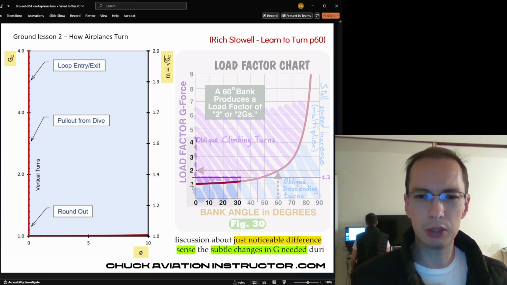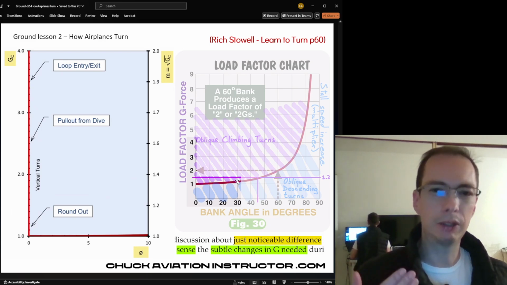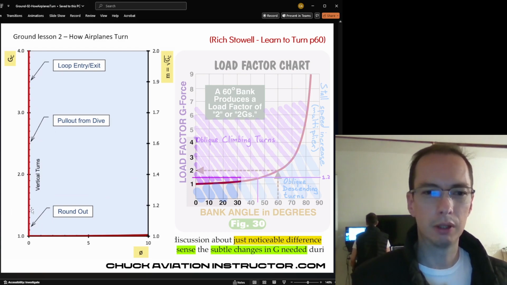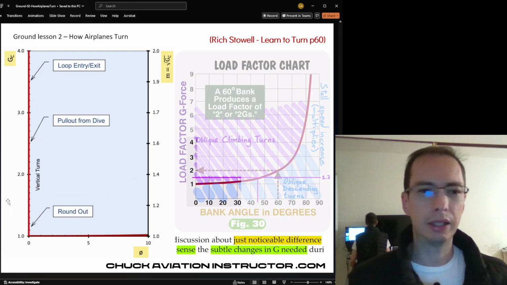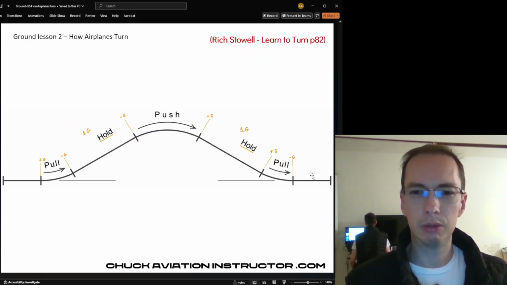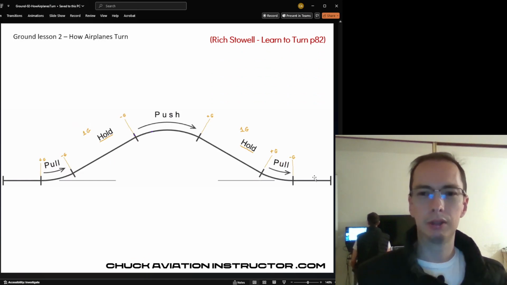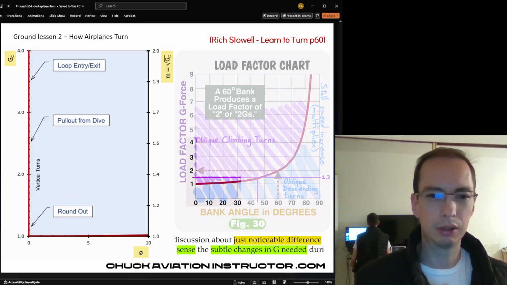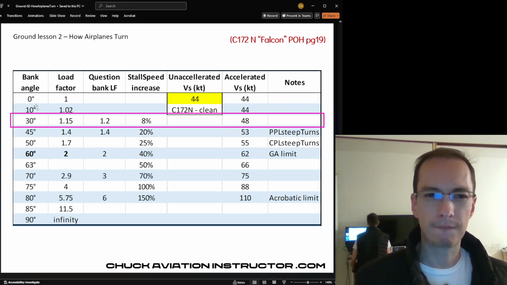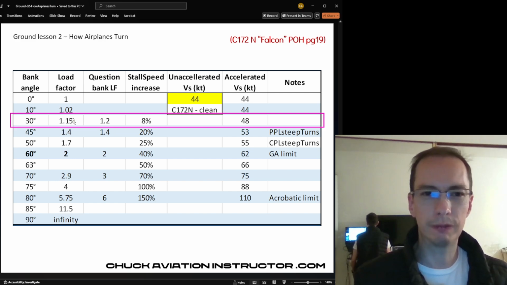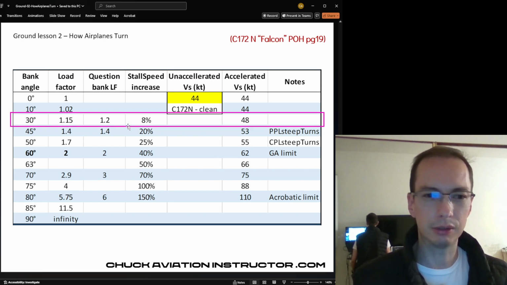It's actually just as much as a 30-degree bank level turn, the amount of elevator pressure that we will be needing for turning a descent into a straight and level flight over the runway until we slow down just for a smooth touch. It's the same 1.15 load factor, or 15% increase in load factor if you want, and that 8% increase in stall speed. So an airplane that normally stalls at 44 will stall at 48 under these conditions.